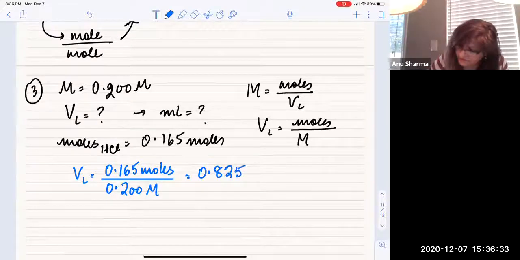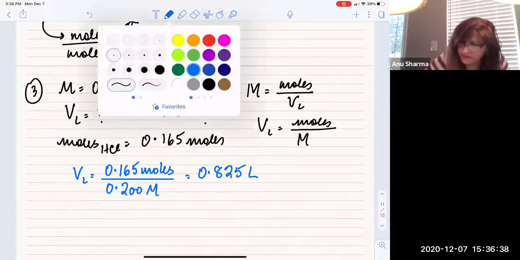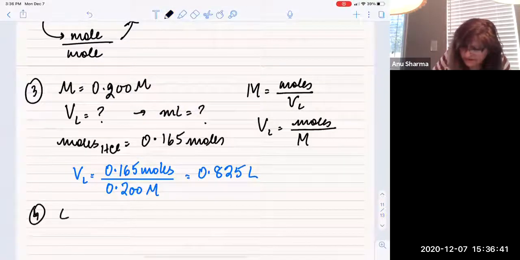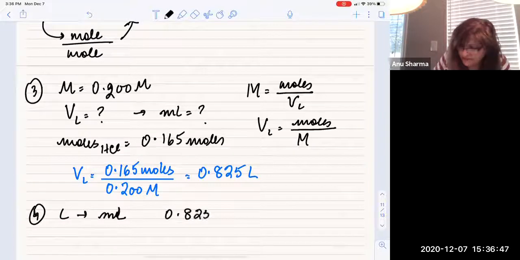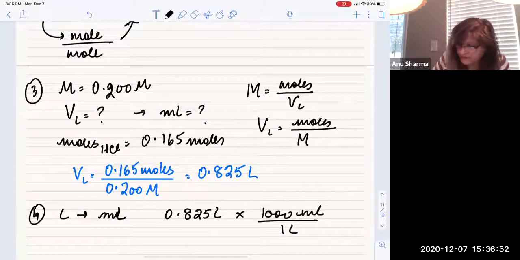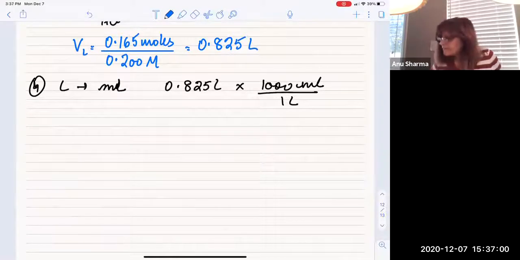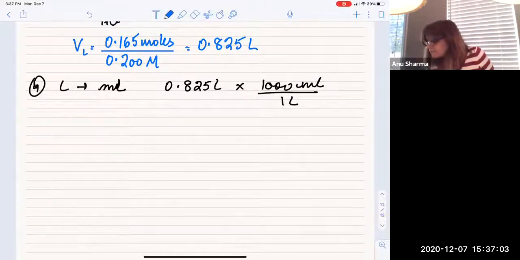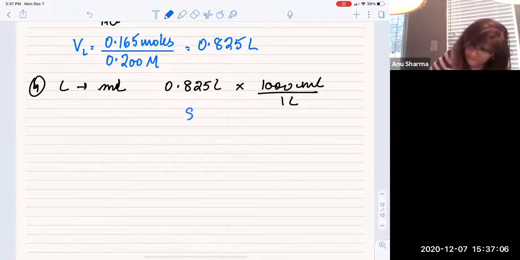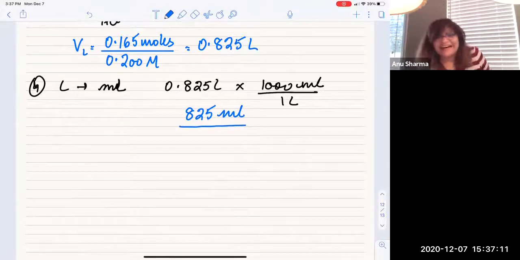0.825 liters. And the last part is they want the liters converted to milliliters. So you have 0.825 liters times 1000 milliliters over 1 liter. And what do you get here? 825 milliliters. Well done.